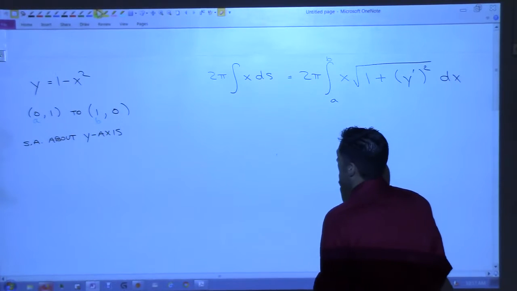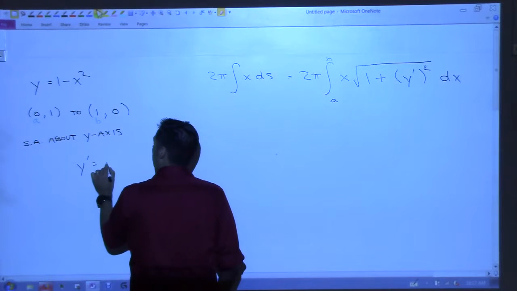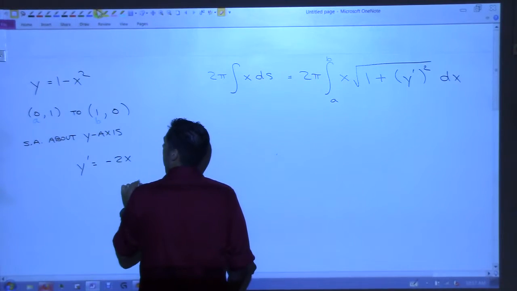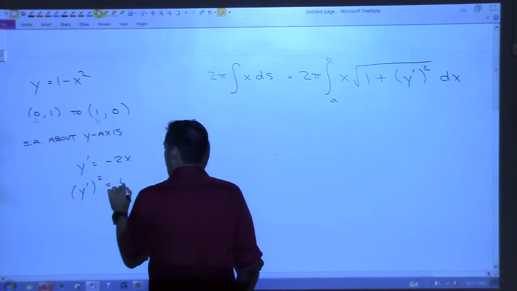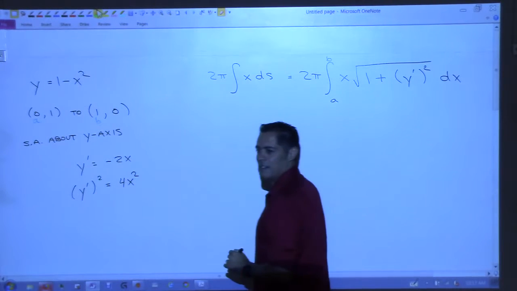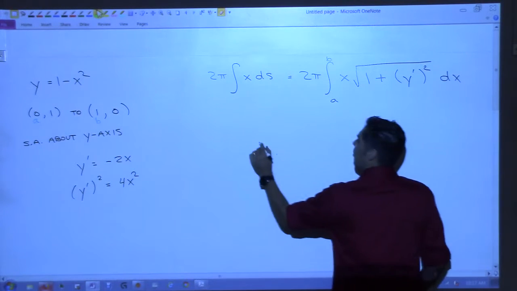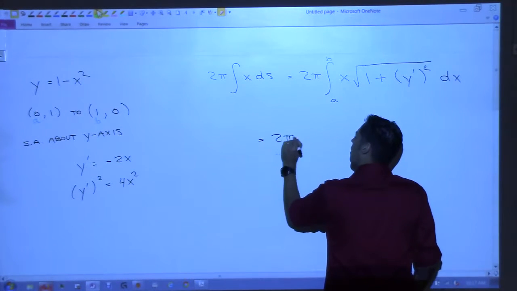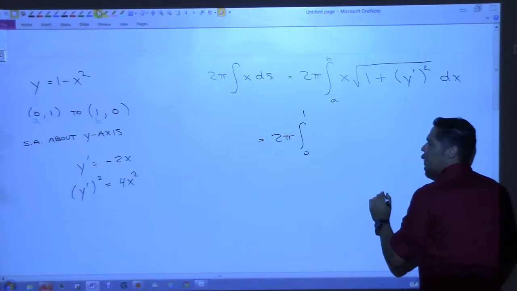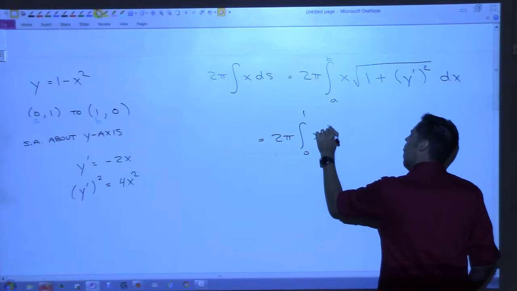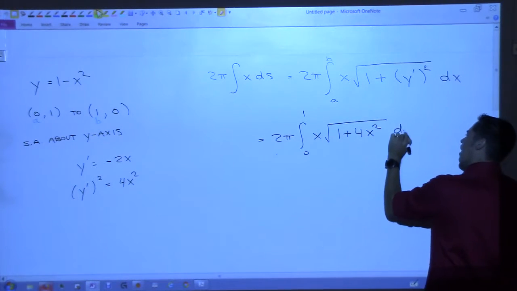All right, we need a derivative. What's the derivative of this? Negative 2x. Okay, not bad. All right, derivative squared: 4x squared, still not bad, right? And then I need to add 1 to that. All right, I'm willing to do that. 2 pi integral 0 to 1, you told me that was a and b, x root 1 plus 4x squared dx.